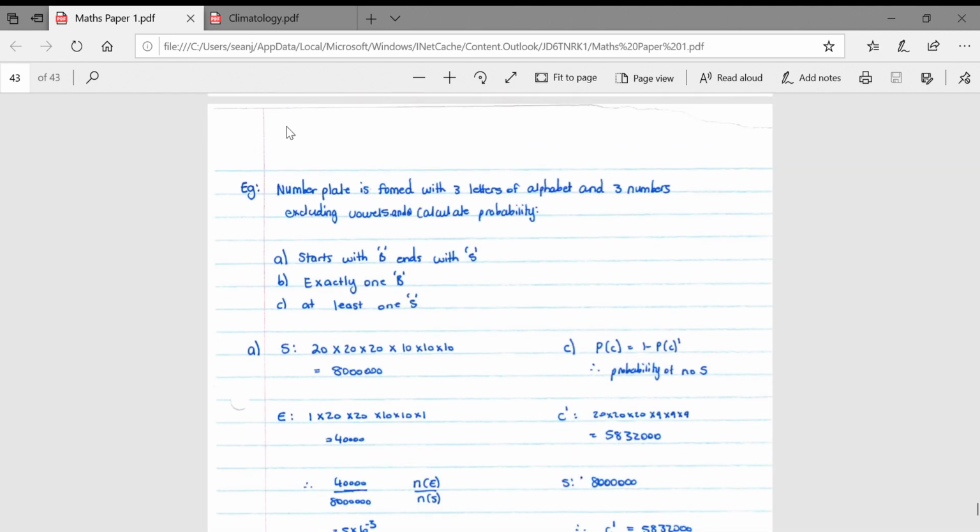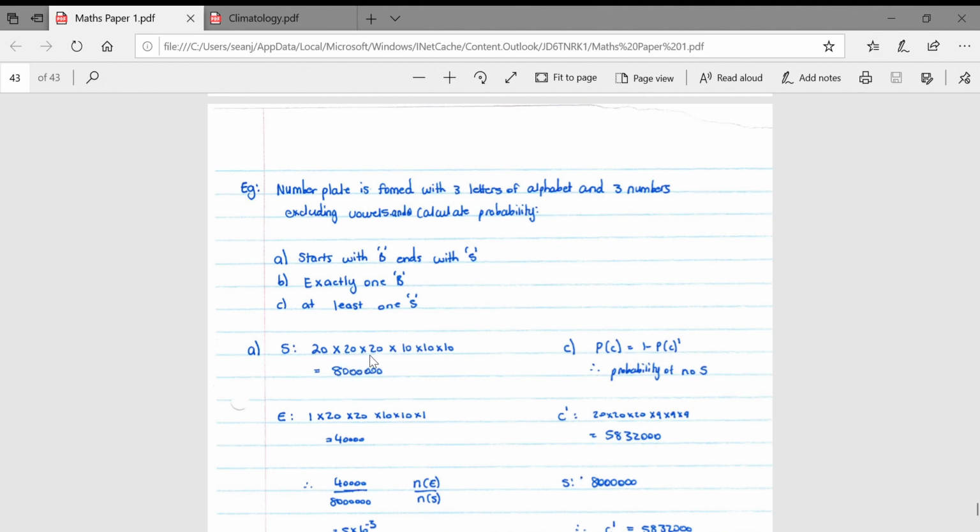Then just a number plate example. A number plate is formed with 3 letters of the alphabet and 3 numbers, excluding vowels. Calculate the probability of the following. So if we look at A, it starts with a B and ends with an S. So we've got to be looking at our whole entire sample space.